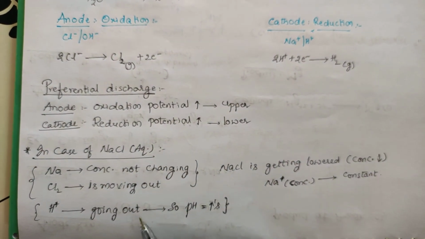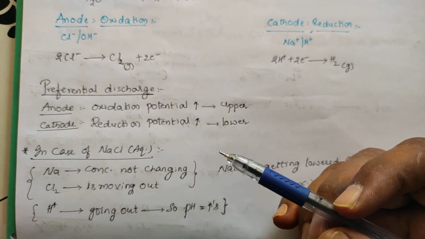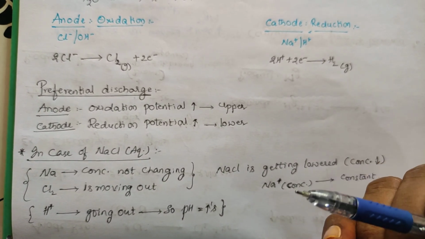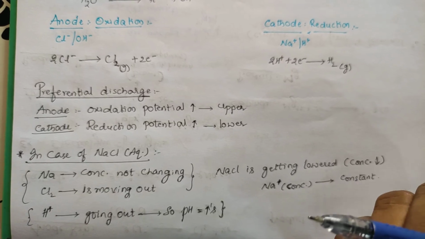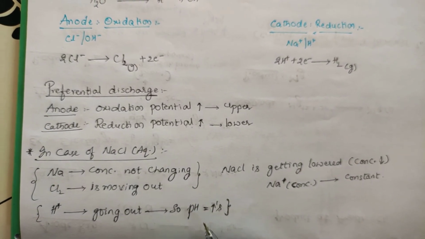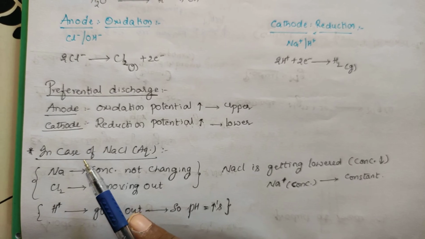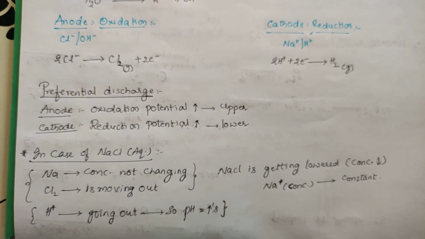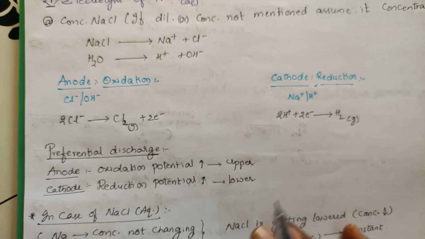And H plus is also going out. So if H plus goes out, the negative logarithm of H plus ions is called pH. So if H plus decreases, pH increases. If H plus is going outside, it means it is getting decreased, so the pH value will be increased. So these are the conclusions you will be drawing.